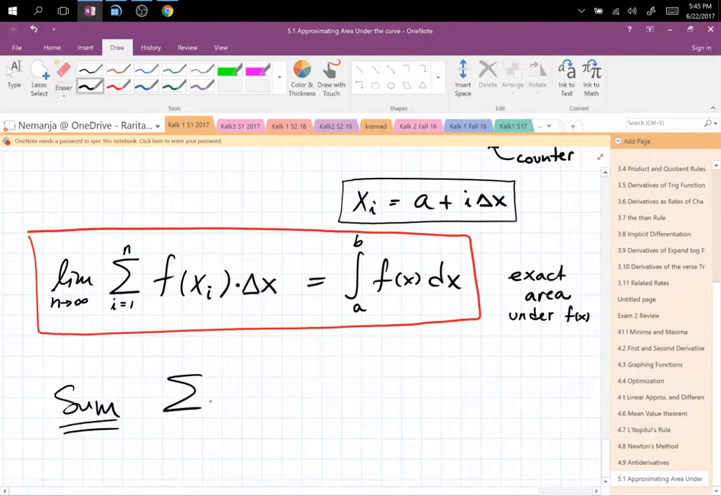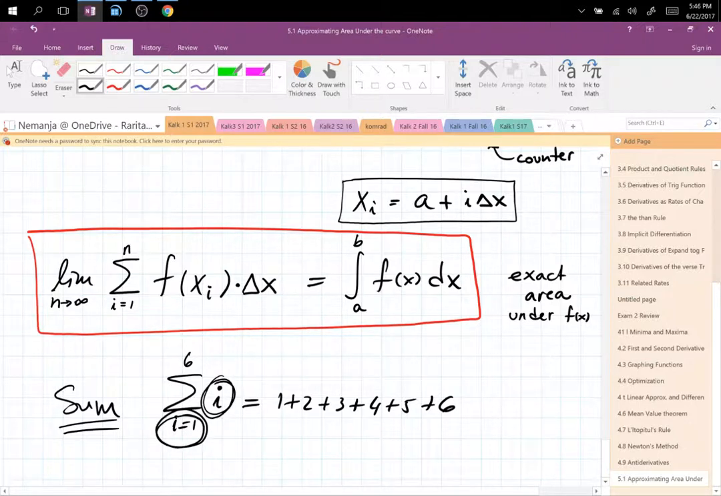So sum, sigma. So if you have sigma of, let's just do sigma of i, counter i, where i goes from 1 to 6. This means 1 plus 2 plus 3 plus 4 plus 5 plus 6. That's all it is, because you're adding values. The counter here will pick up values from here and add to the next one, and it will stop when it reaches 6 in this case.